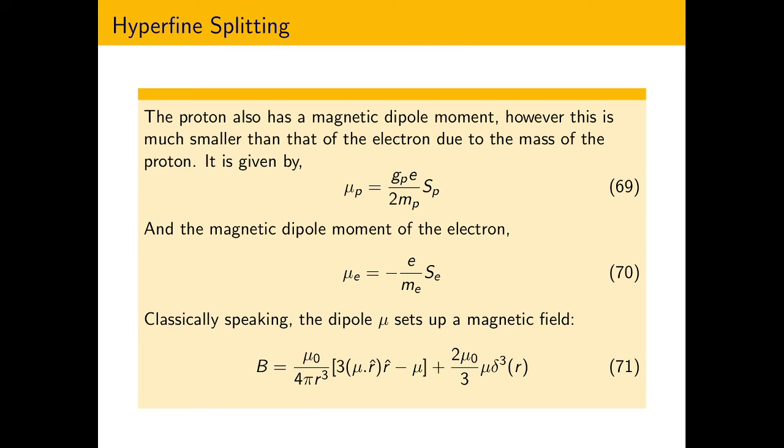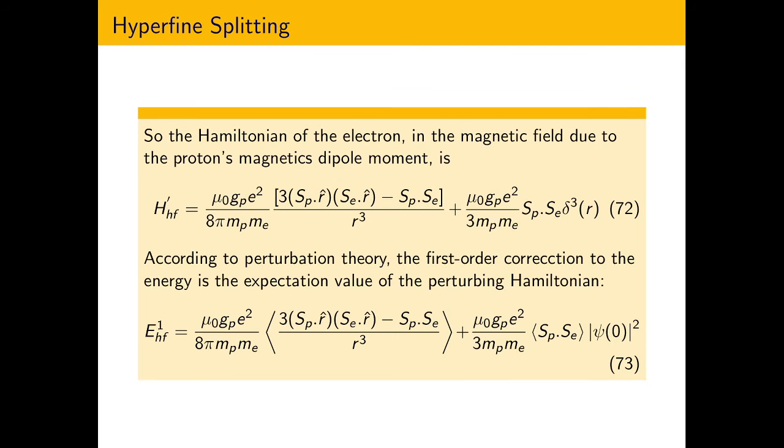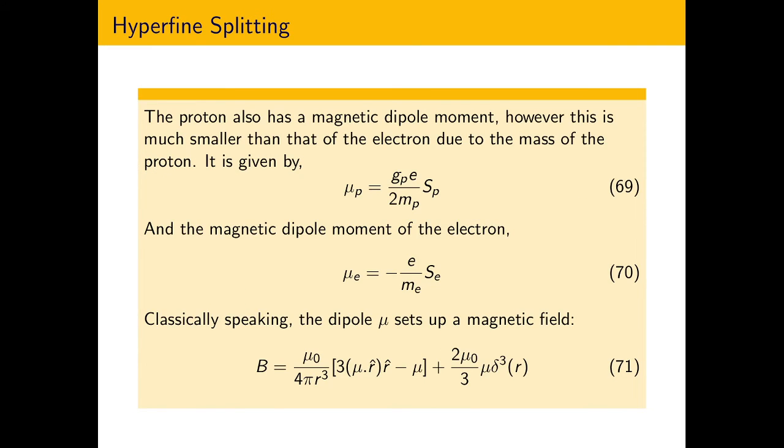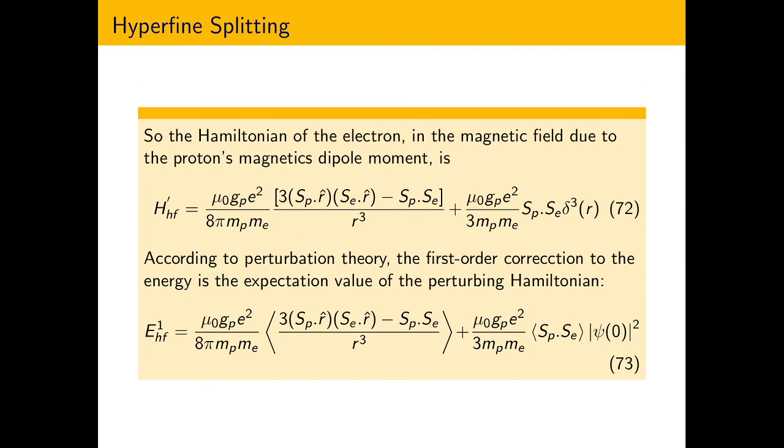Again, I'm not going to go into any SR here because technically speaking, hyperfine splitting is just a classical phenomenon. So this sets up a magnetic field, and when you look at the Hamiltonian, you have to consider this magnetic field as well. So your Hamiltonian becomes this really, really insane thing, because you've just plugged this into the fine structure Hamiltonian, essentially. The first order correction to the energy is basically the expectation value of the perturbing Hamiltonian. So you get this here.